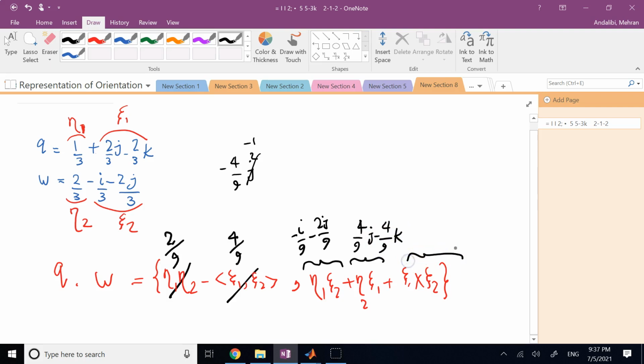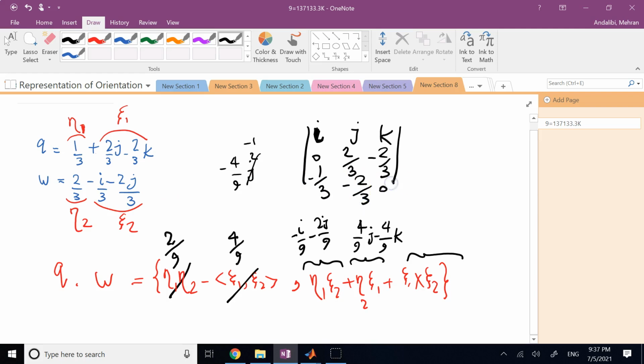And finally, for this, you have to do the determinant of i, j, and k. The first row goes the components of the first imaginary. There is no i, so i is 0. The j is 2/3. The k is negative 2/3. And then here the i is negative 1/3. The j is negative 2/3. And the k is 0. Okay, so this is what you have to do.